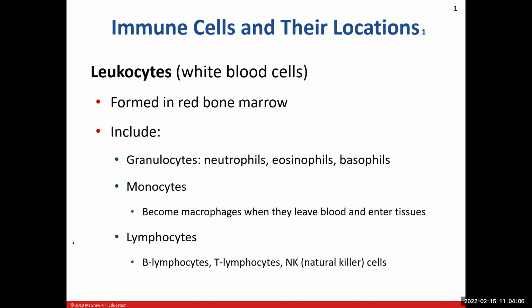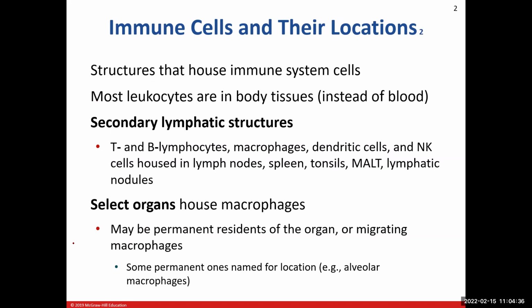And then we know from chapter 5 that there's two types of macrophages. You have the resident macrophages that just stay stationary and hang out in the connective tissue. And then you have the wandering macrophages, and they can move around. And then finally, we have our lymphocytes. And that includes our B lymphocytes, our T lymphocytes, and a really cool named cell, the natural killer cells, or the NK cells. So these are all the white blood cells that are being produced in our red bone marrow.